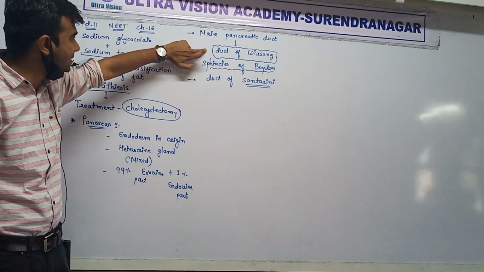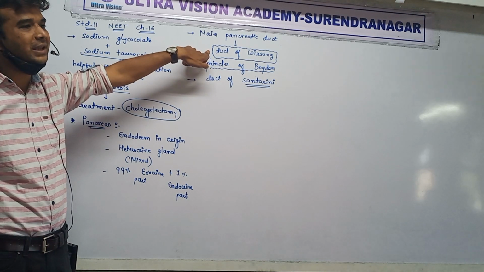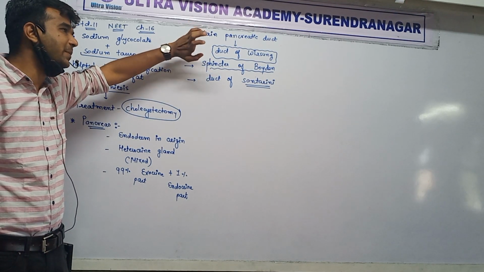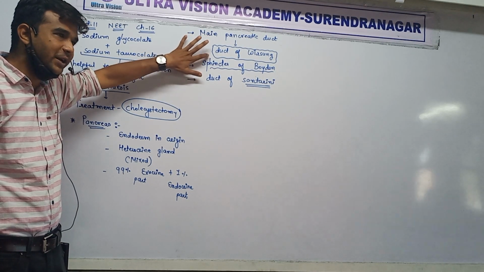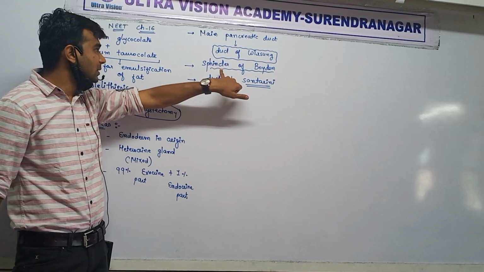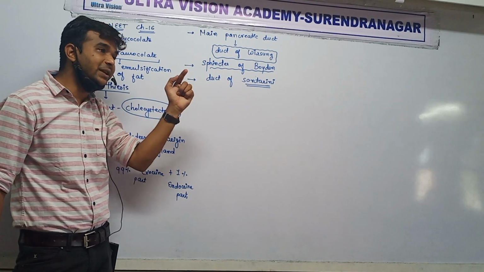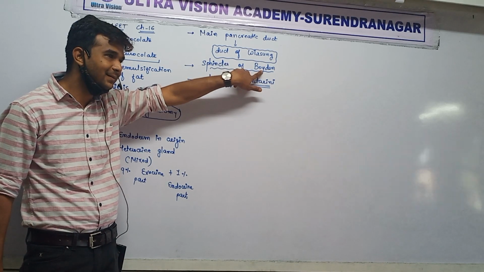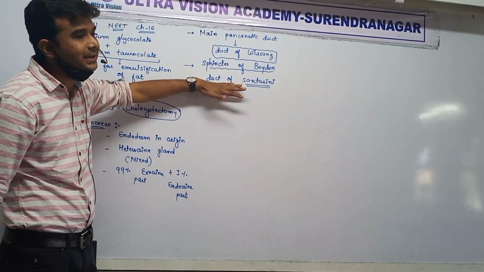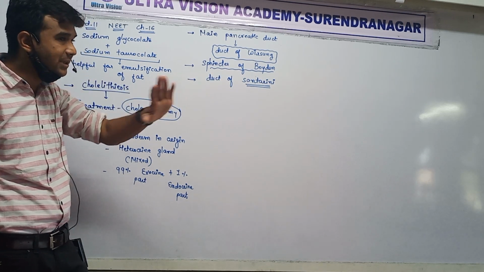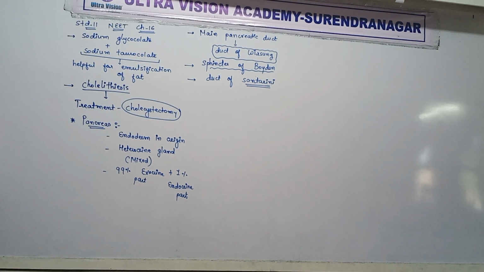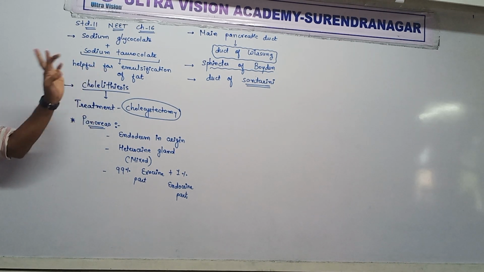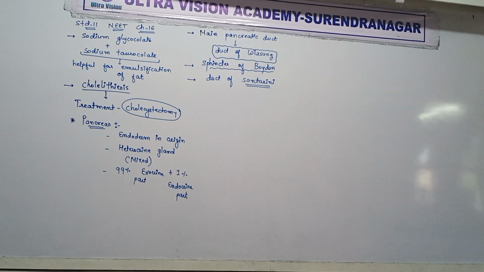So the duct of Wirsung plus the common bile duct joined together form the hepatopancreatic duct, and through the sphincter of Oddi open into the duodenum. The region where the pancreatic duct connects to the common bile duct is known as the sphincter of Boyden. And the accessory pancreatic ducts, which are not connected to the hepatopancreatic duct, open separately into the duodenum with the help of sphincters, and these ducts are known as the duct of Santorini.